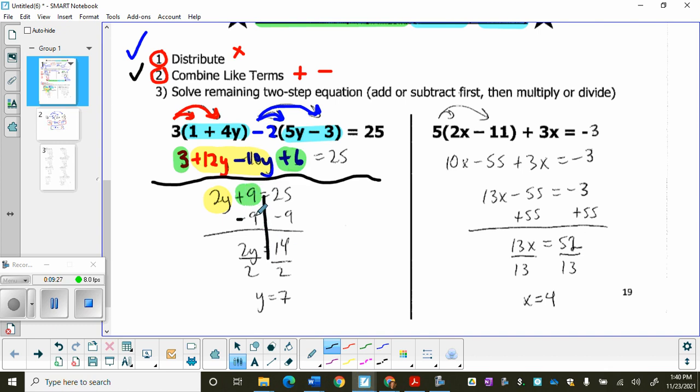We've got a positive 9, so we're going to subtract 9 on both sides. 25 minus 9 is 14. And I just bring down the 2y. And now I'm going to divide both sides by the 2, so this cancels out. And here we get a 7.